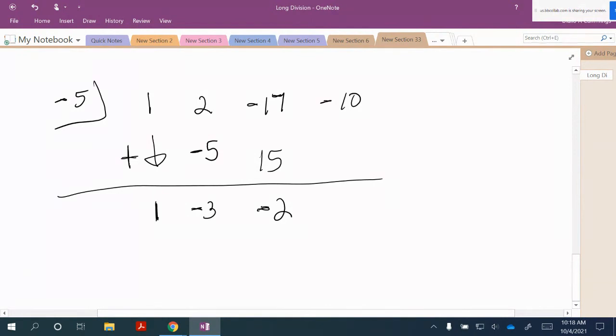And I'm going to repeat the process. -5 times -2 is a positive 10. And if I add -10 plus 10, that's 0, and my remainder is 0.